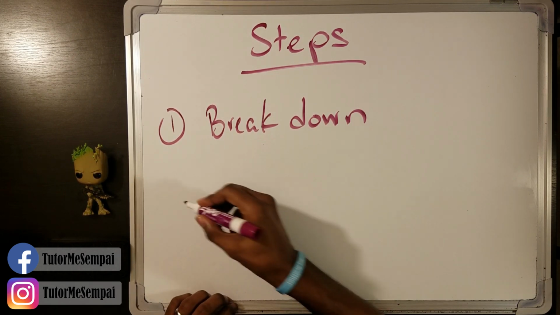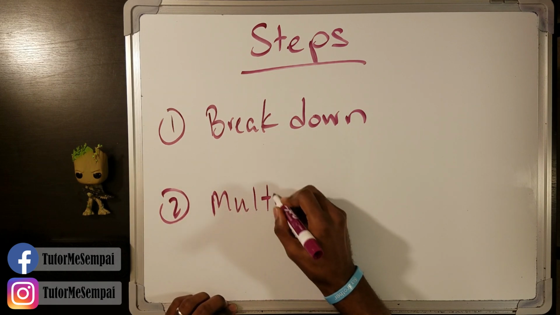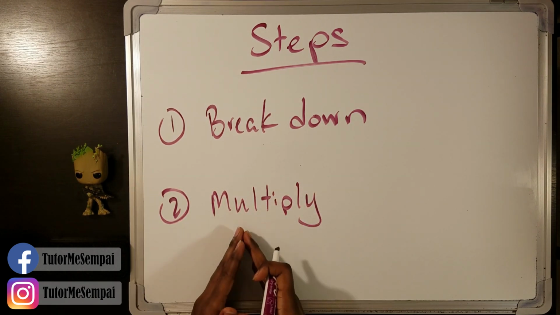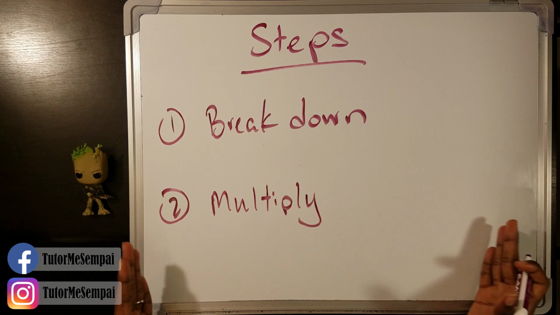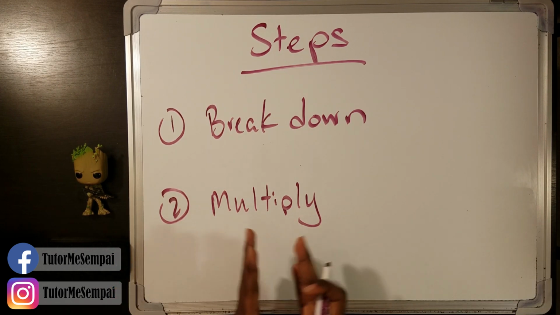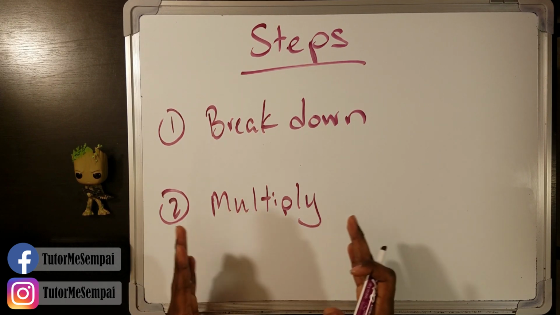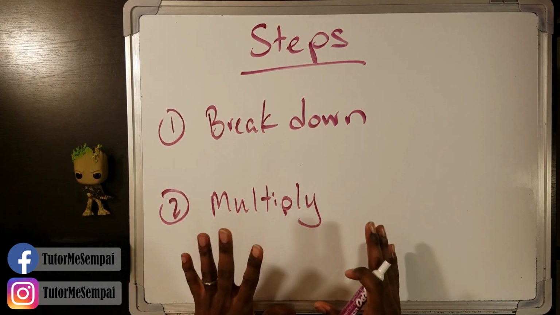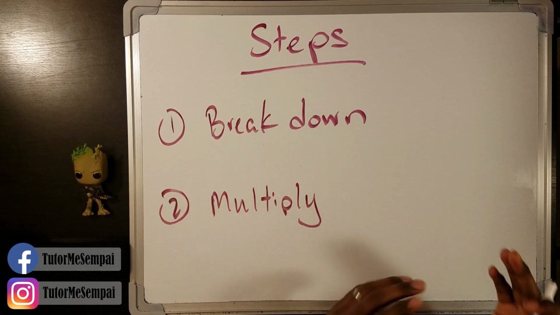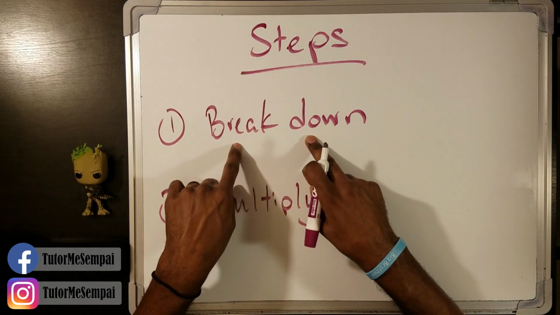The second step is just going to be multiply. Now, we're not going to talk about this specifically because this is just simply multiplying everything that you have. However, we will have to talk about this when we do our examples today in order to find our answer. So these are going to be the 2 steps you're going to need to know in order to multiply by multiples of 10 and 100. Let's talk about that first step now, breakdown.